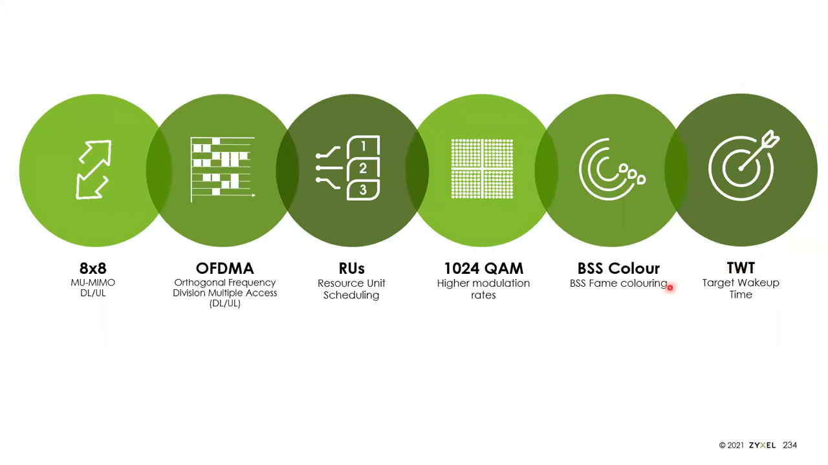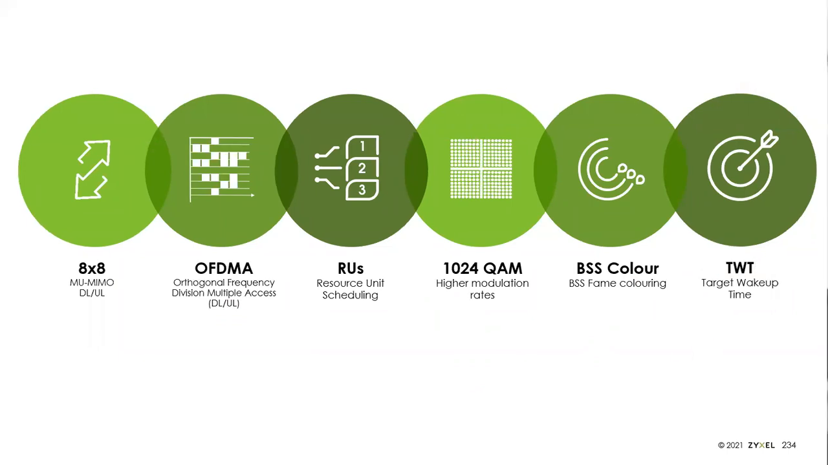Things such as BSS coloring, which allow packets to be basically tagged so devices know whether or not they should listen to those packets. It's a huge step up over 11AC as far as the quality of the connection.